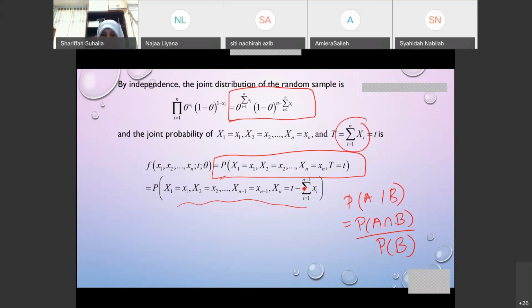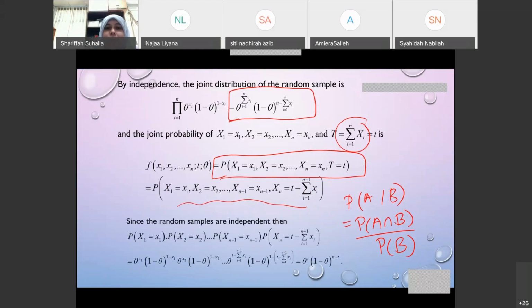Tapi kita just write up to n, xn minus 1, you have small xn minus 1, and then you have your Sn, you can write down as t minus summation i equals to 1 up to n minus 1 xi. Okay, benda yang sama. Boleh faham ya kat sini? Okay. So now, since the random sample are independent, so again, we can multiply the probability. So you have probability x1 equals to s1, x2 equals to s2, and so on.